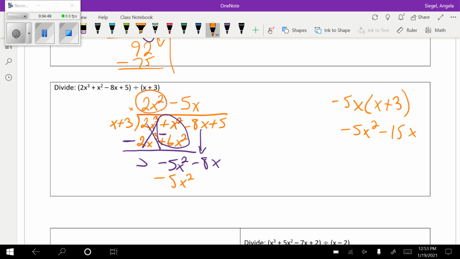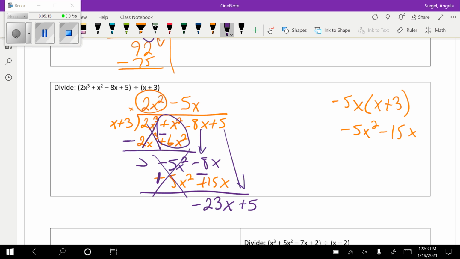Okay, so as I said before, we're going to change the signs because we're subtracting. So that becomes a plus, that becomes a minus. And what happens is, again, these cancel out, and I'm left with negative 23x. I still have a 5 to bring down, so I'm going to do that.